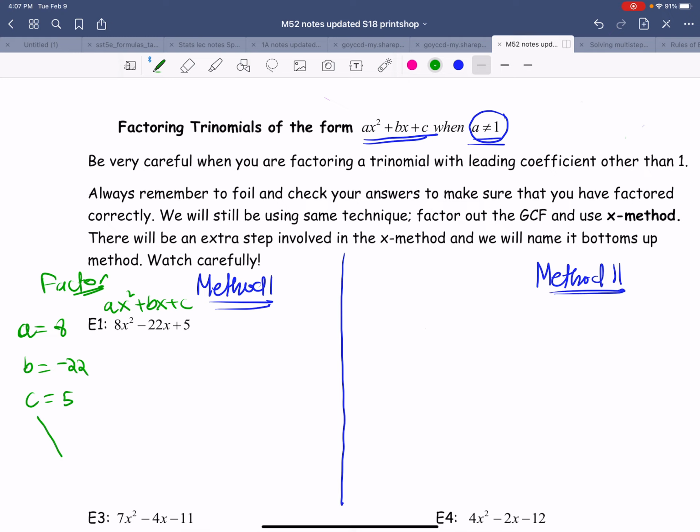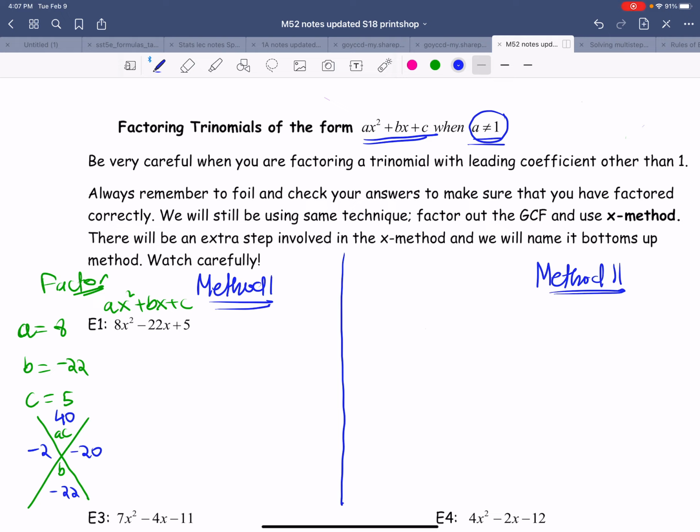Next, we're going to do the x method. In the x method, like we did earlier, a times c goes on the top and b goes on the bottom. 8 times 5 is 40, and b is negative 22. Now the search for two special numbers begins. What two numbers will multiply to give me 40, but add up to give me negative 22? Well, those numbers are going to be negative 2 and negative 20.